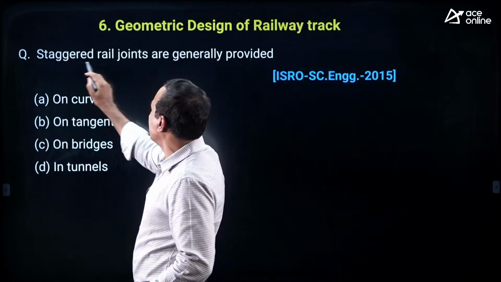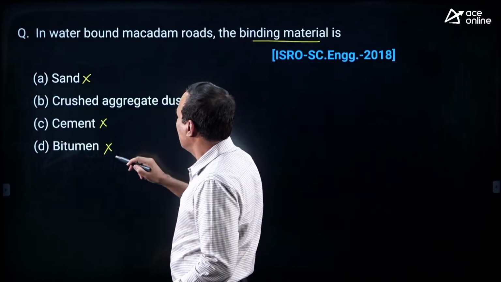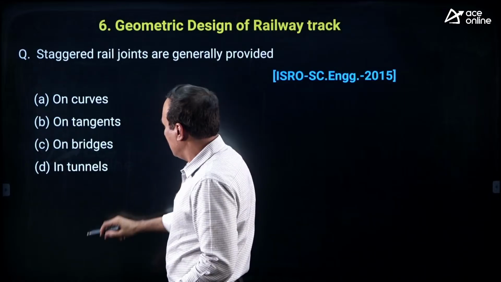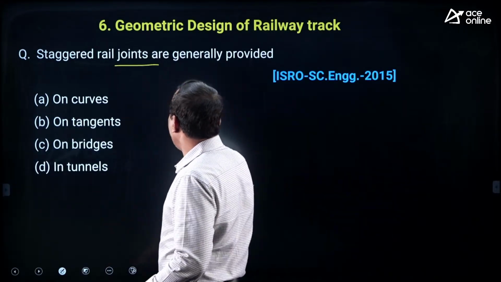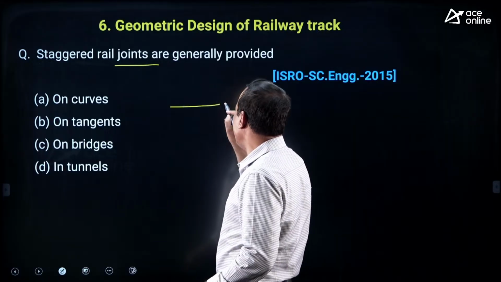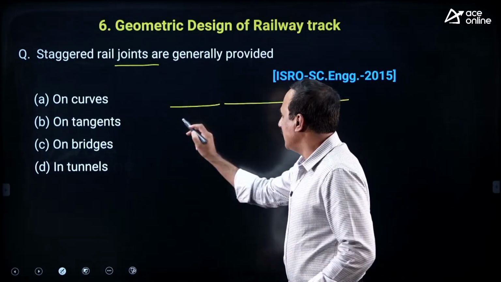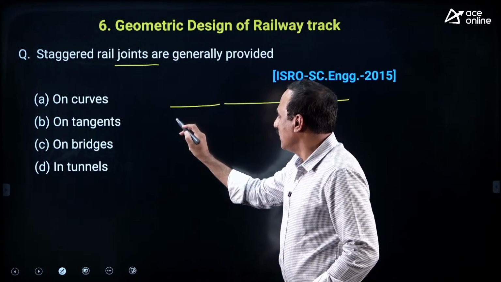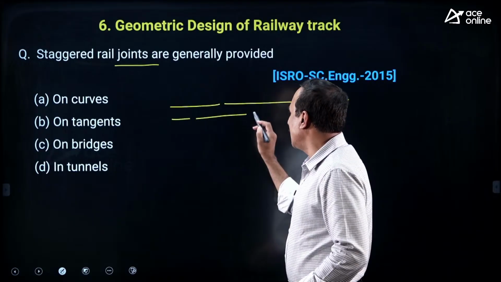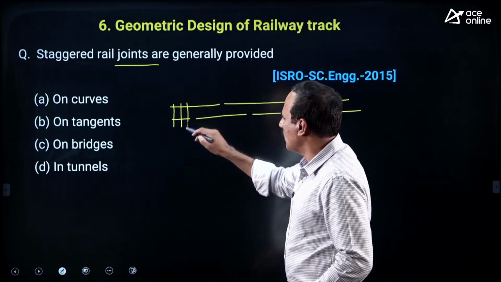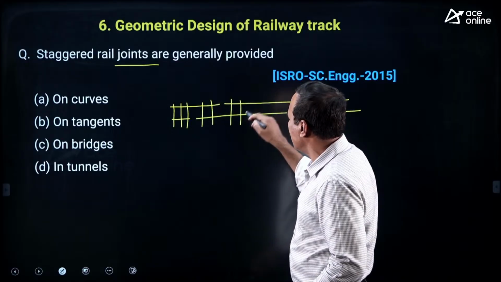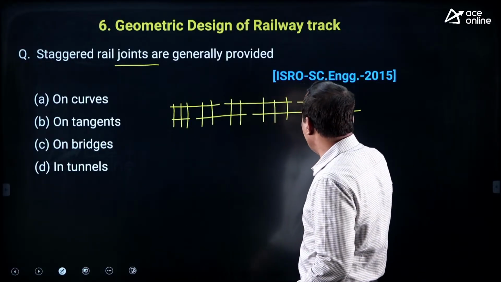Staggered rail joints are generally provided. Staggered means one joint here for the rail, and for the next parallel rail, you have a joint here, another joint here, like that. Generally, we never provide staggered rail joints on regular tracks, that we know.